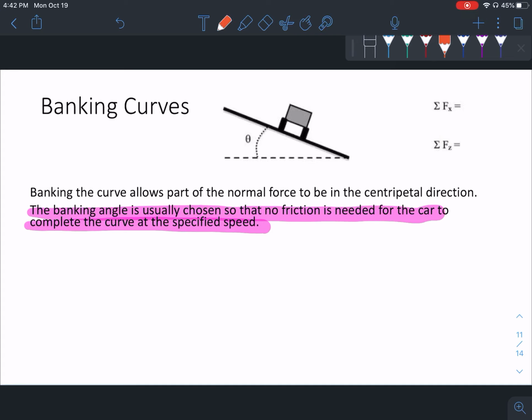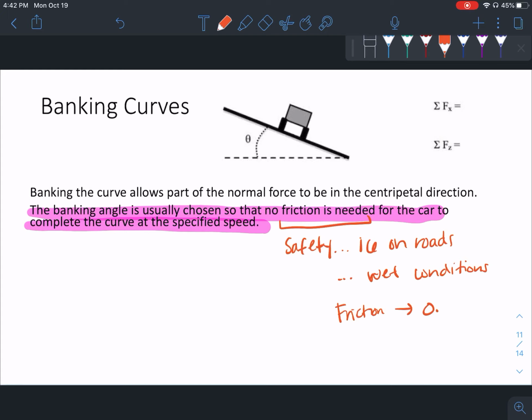Now, you might be going, okay, but why? Why do we really need that? It's for safety. What happens if there's ice on the roads? Or if it's just simply wet conditions? In these instances, friction goes to zero. So as that friction goes to zero, you still need to be able to take this curve safely. You still need to be able to get all the way through it. And so in that case, it would be your force normal helping you out. So the banking curve is the angle that is chosen to where you wouldn't actually need friction to get through the curve.